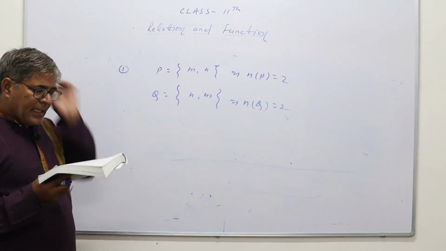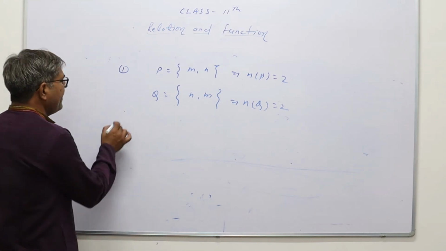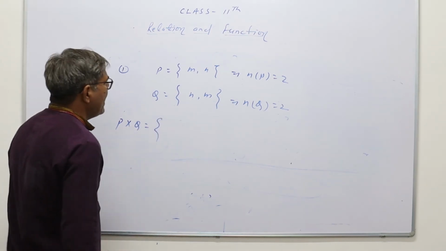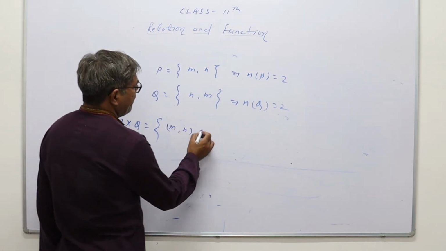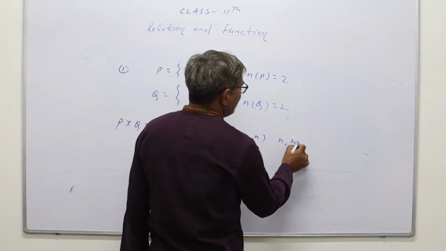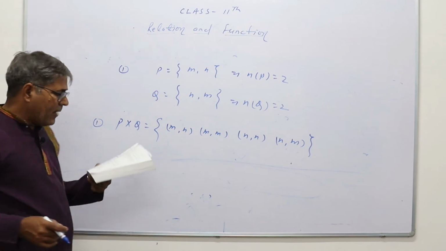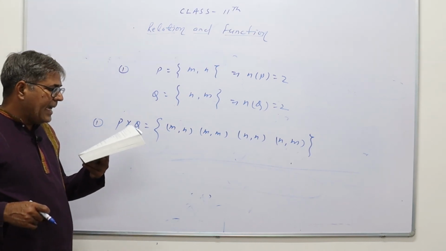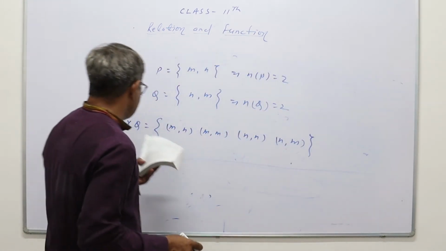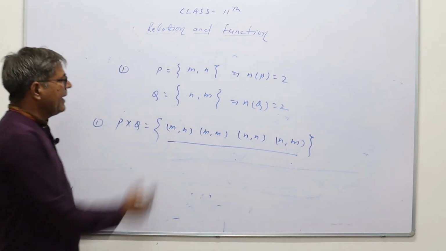Now what? If P is equal to {m, n} and Q is equal to {n, m}, then P cross Q. What will be the P cross Q? P cross Q will be the ordered pairs (m, m), (m, n), then (n, n), then (n, m). So this will be a total of 4 ordered pairs in P cross Q. Now here P cross Q is given as (m, n), (n, m). So this statement is false, because P cross Q is this one. So you can correct it in this way.